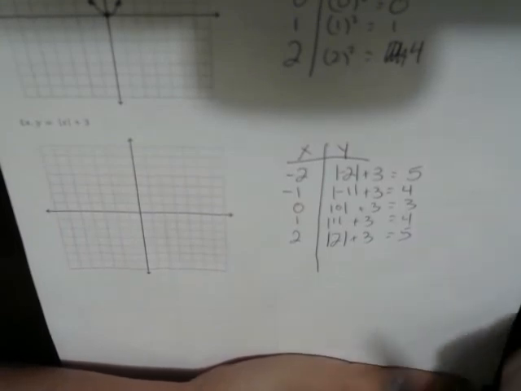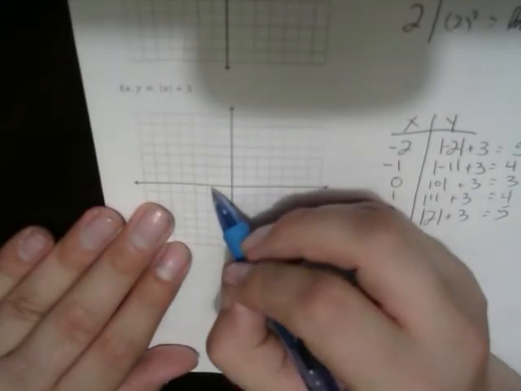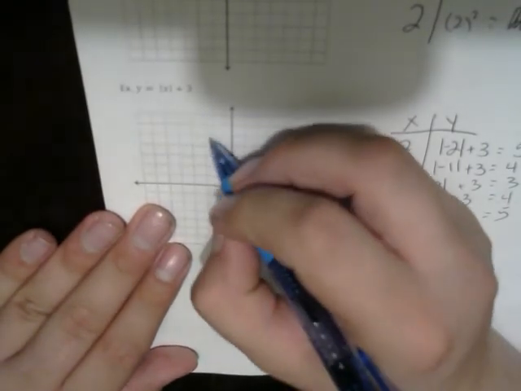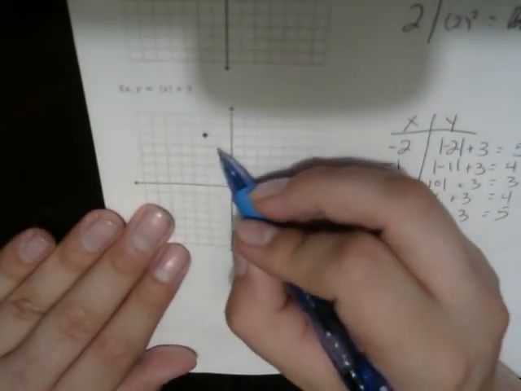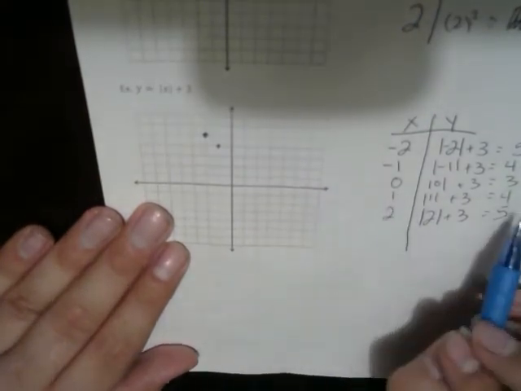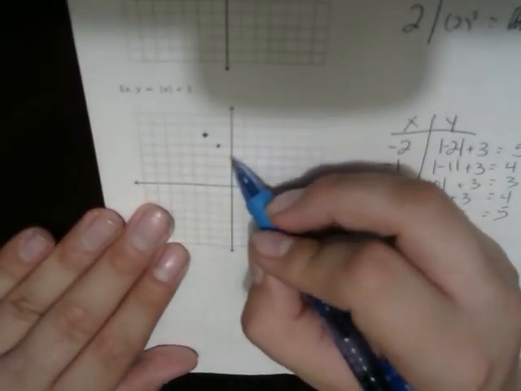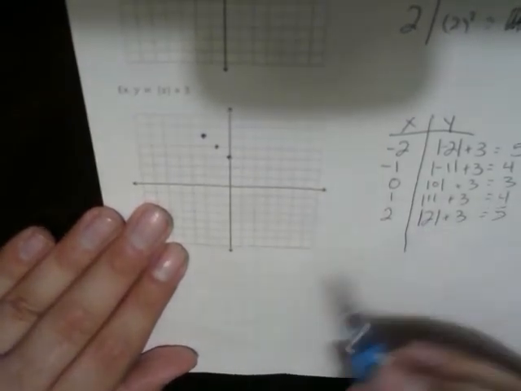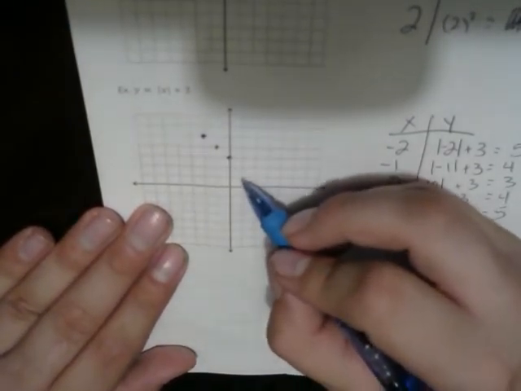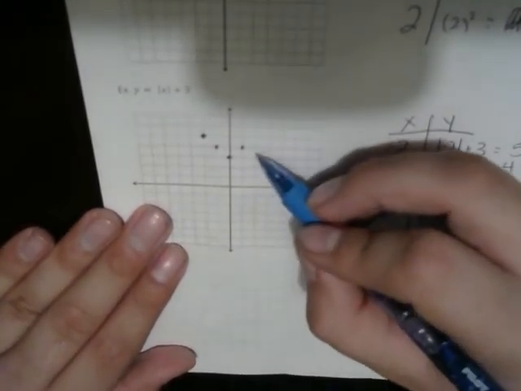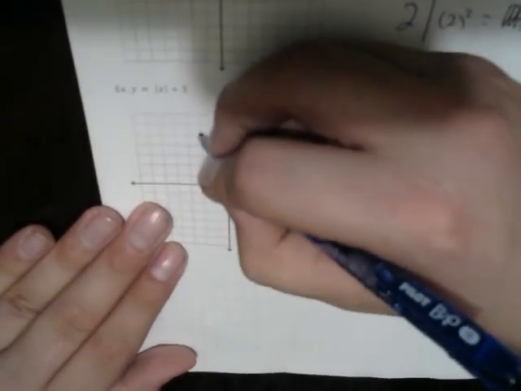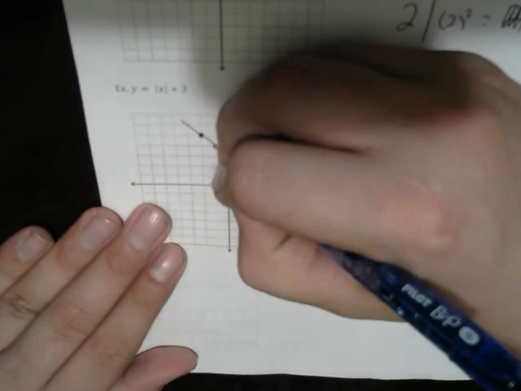Once again, we have our x, y coordinates. So let's graph these. -2, 5. -1, 4. 0, 3. 1, 4. 2, 5. This one makes what looks like a V. It's going to look like a V.